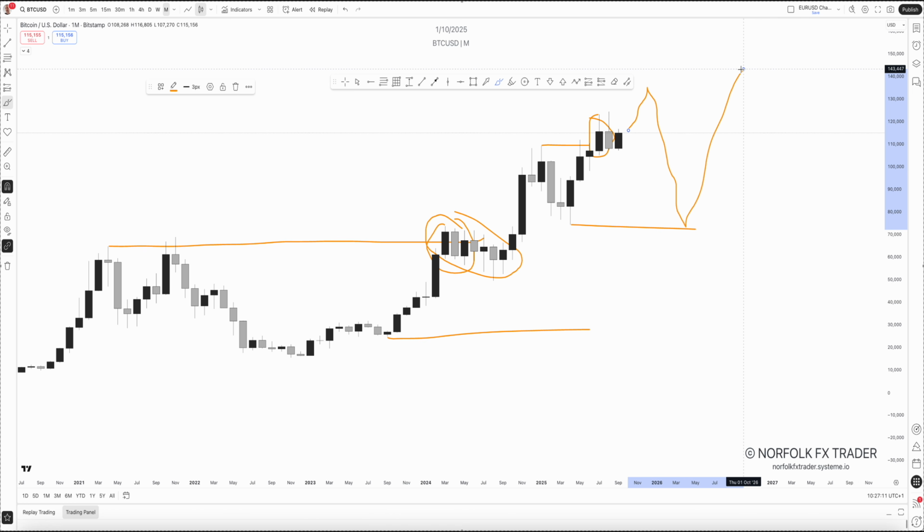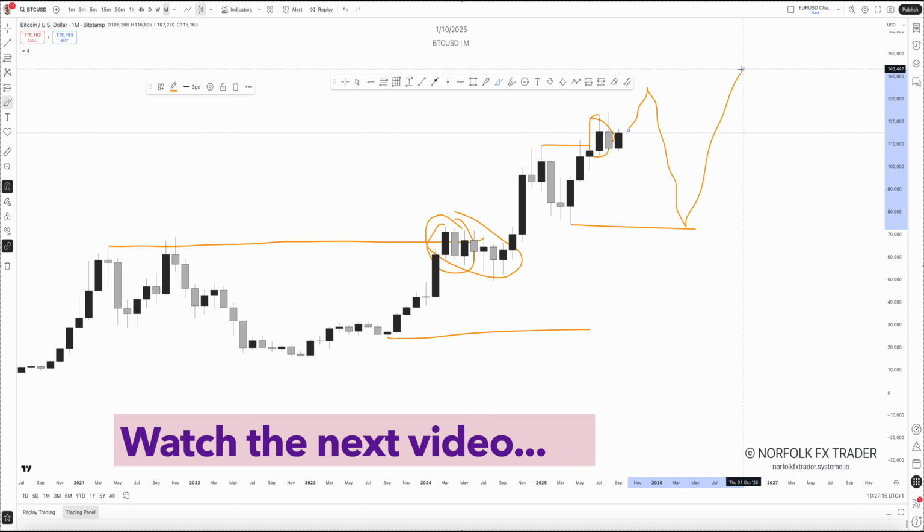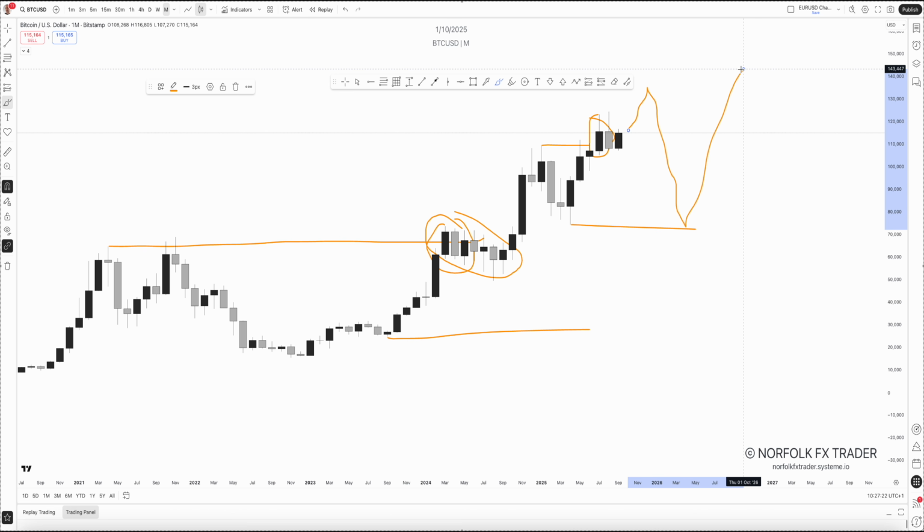Now, if you're not confident on how I actually mark the structure up, you can go and watch the following video coming up next. It goes through step by step on how and why the structure works, exactly how to map it on your charts.